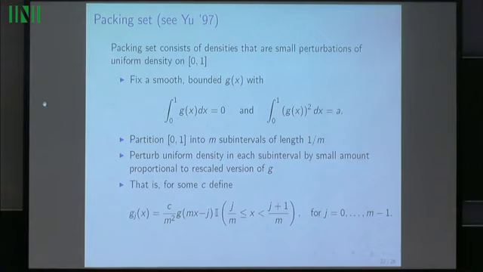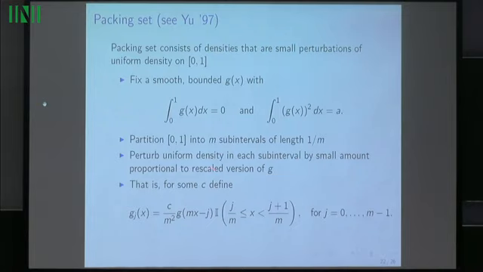Okay, here again we need a packing set, and this was constructed by Bin Yu, building on examples even earlier. So the idea is you take the uniform density on [0, 1], and your packing set is going to be densities which are small perturbations of the uniform density. These perturbations are going to be defined by some smooth function g, which integrates to 0 and has some finite second moment. So the idea is you partition the interval [0, 1] into m different subintervals.